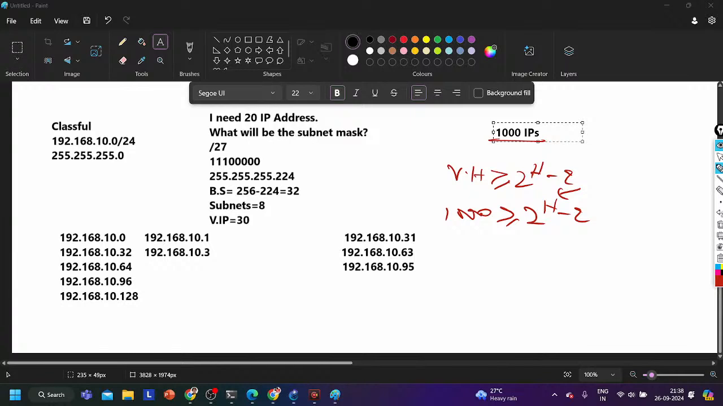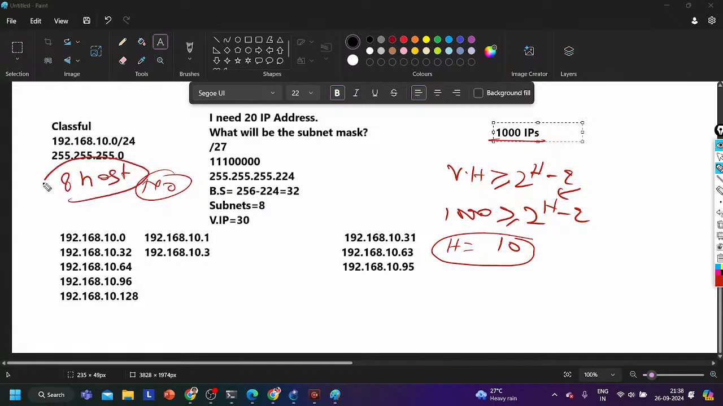H should be 10. Yes. So can I use an IP from class C? No. Because in class C we have only 8 host bits by default. We can decrease the host bits, but we cannot increase them. For subnetting, we are decreasing the host bits. I have to use an IP from class B this time.